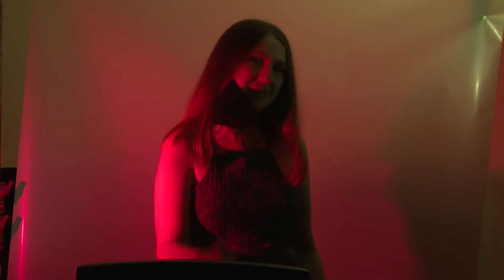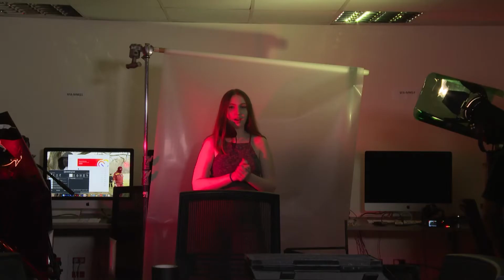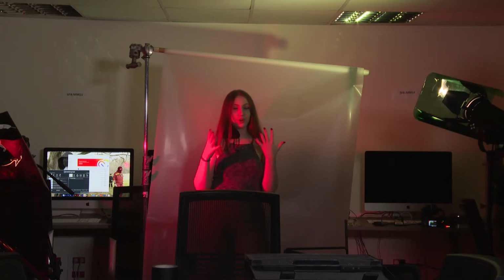So let's get started. As said before, I'm going to be giving you today an introduction to lights and how to light for film. Starting off with what is light, and going into more details of different types of light and how you can use them to achieve whatever look you're going for to support your cinematography.